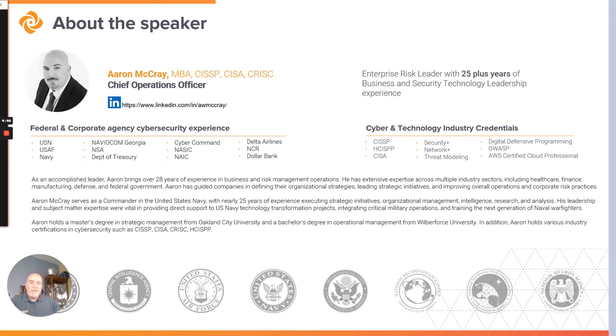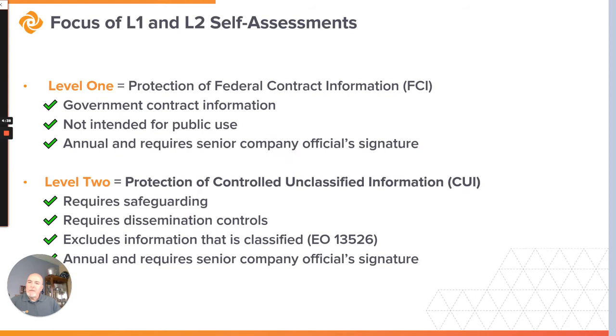Today, we're going to briefly talk about the CMMC 2.0 assessment guides for both Level 1 and Level 2, and specifically focus on self-assessments. The focus of a Level 1 or Level 2 CMMC self-assessment is solely for the protection of either federal contract information, or FCI for Level 1, or controlled unclassified information, or CUI for Level 2. The definitions are captured on the screen, as well as within the assessment guides themselves. An annual self-assessment is required, along with a senior company official's attestation or affirmation of compliance for the level that you are seeking. This will be captured within the Supplier Performance Risk System, or SPRS.